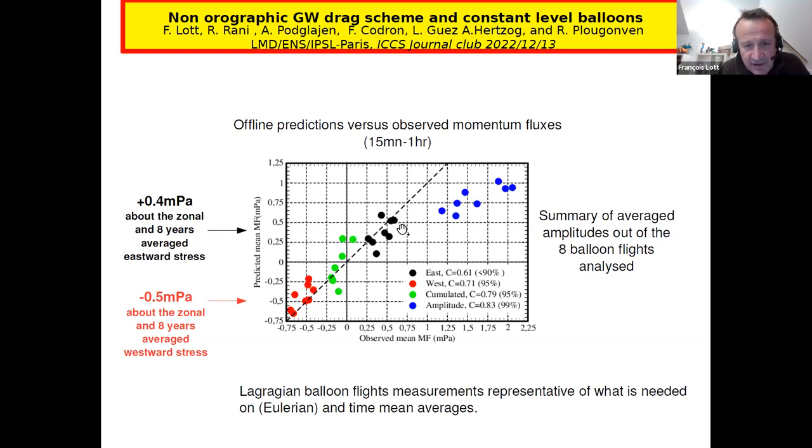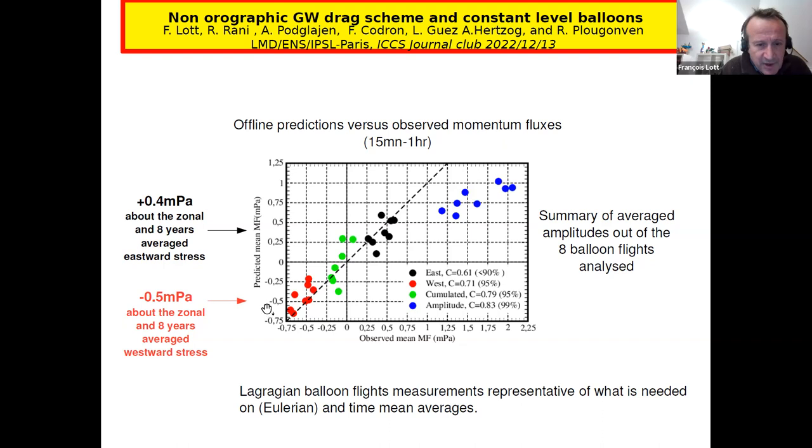But what is interesting is that the amplitude compares really well. You have about 0.5 millipascal here for the observed values and 0.4 for the predicted momentum flux. And what I put here, which is where I prepared the slide this afternoon, so it was a little bit confused, is seen for east and west.